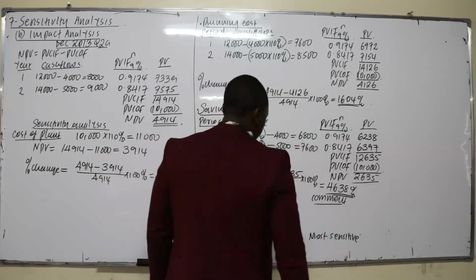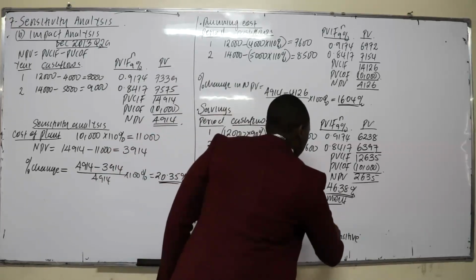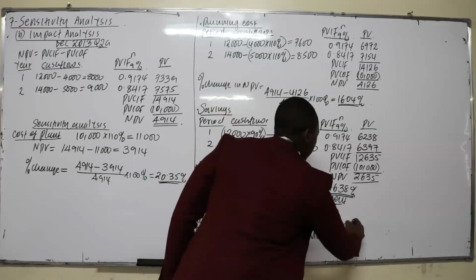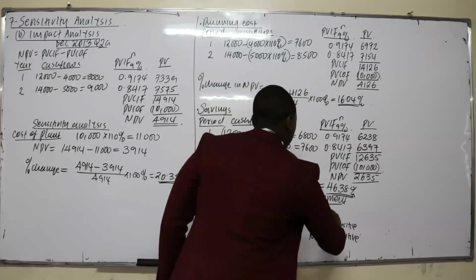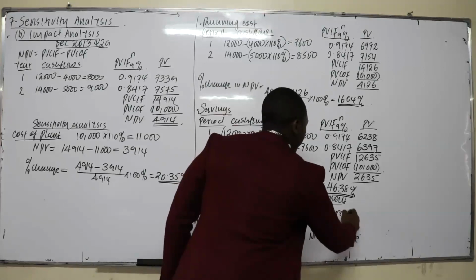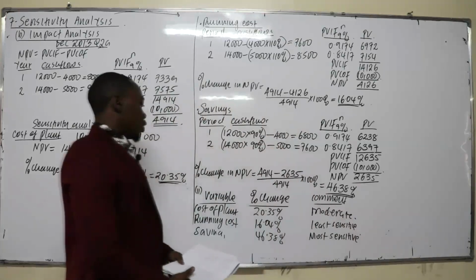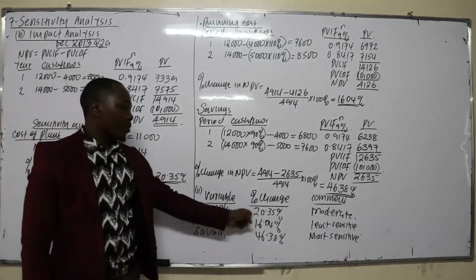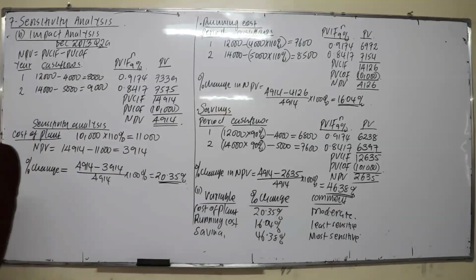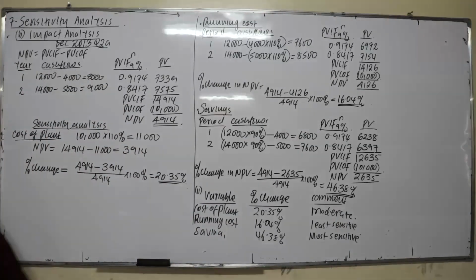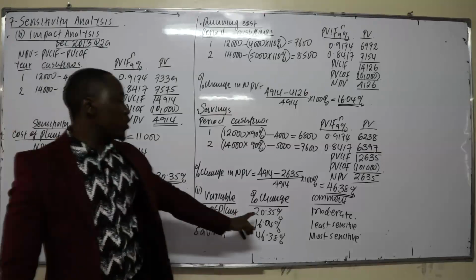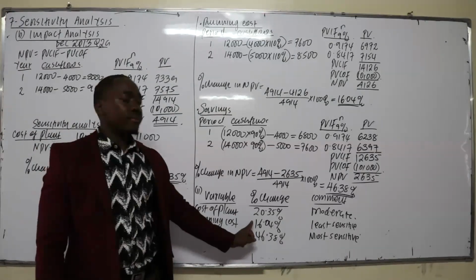Then this is the least sensitive, and this is the moderate. What does it mean? So if you start with the cost of plant, if the cost of plant is affected adversely by 10%, the entire profitability will reduce by 20.35.